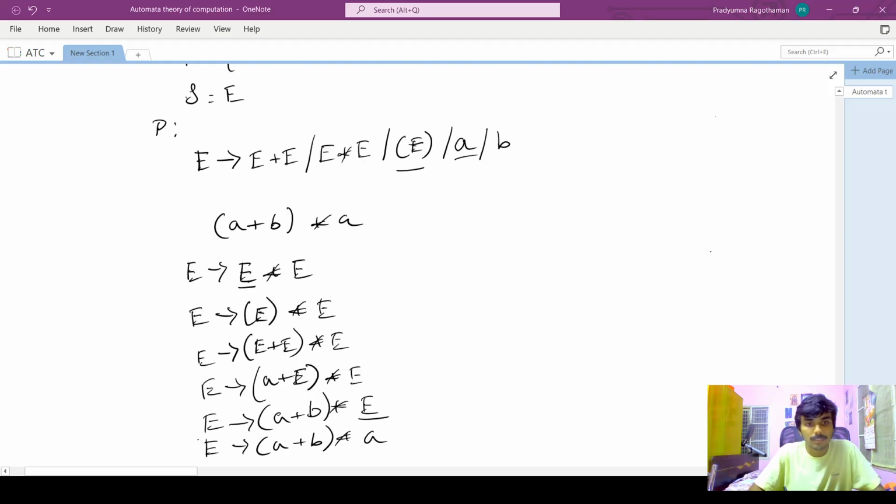So the derivation of this expression from this grammar that you saw here is called leftmost derivation, LMD. And what is RMD? Which is rightmost derivation. Here we substituted the leftmost variables first, right? This E first, and again this E, then this E, then this, and finally the E which is towards the right.